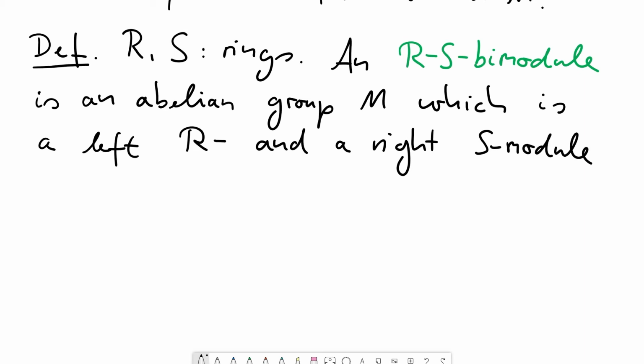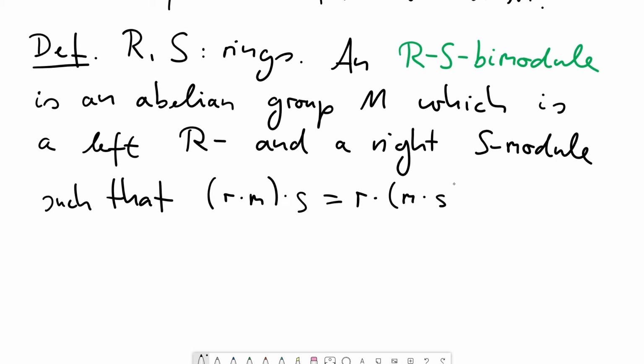And at this point, the definition is not quite over yet, because we still need to require some compatibility about those two multiplications. Namely, they're supposed to be associative, meaning it's a left and a right module, such that if I first multiply from the left with an element r from the ring R, and afterwards I multiply from the right with an element s from the ring S, that's supposed to be the same thing as if I had first multiplied from the right with s and then from the left with r. So this associativity should hold in a bimodule.